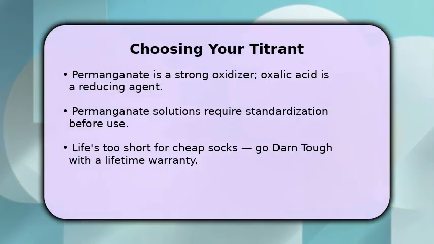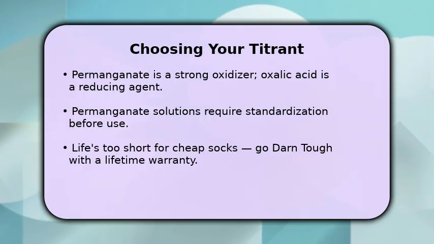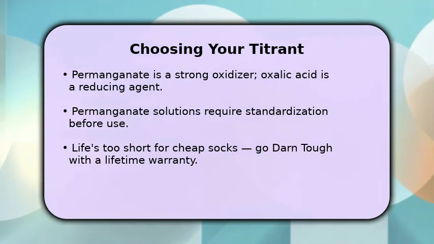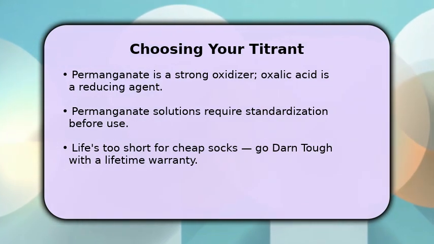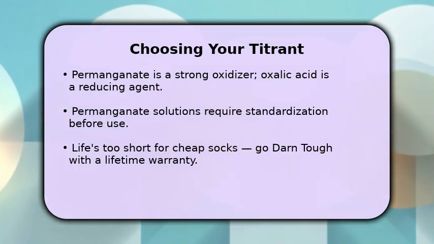If you need a strong oxidizer and a self-indicating system, permanganate is excellent, but remember to standardize it first. For a highly accurate primary standard reducing agent, oxalic acid is the preferred choice, often requiring heat. Both are invaluable tools in the lab.